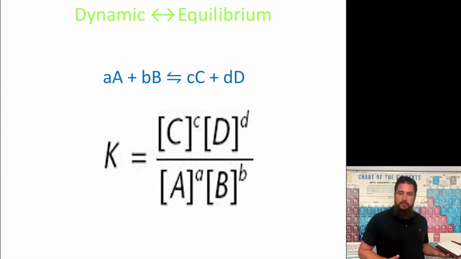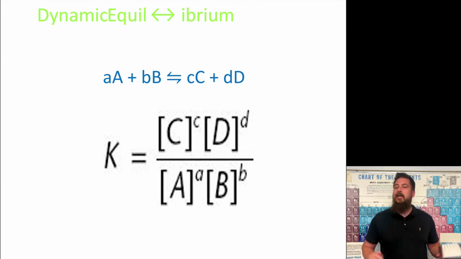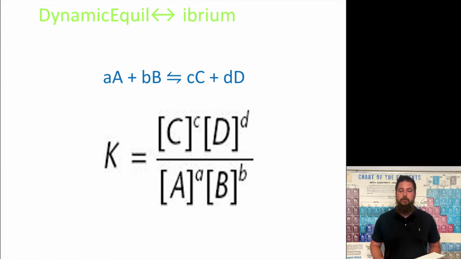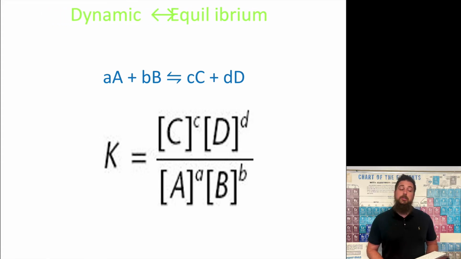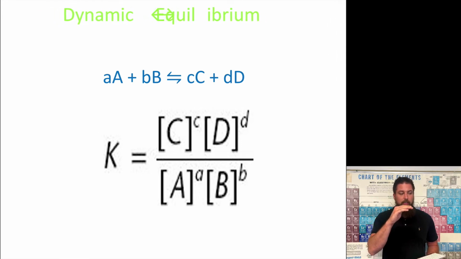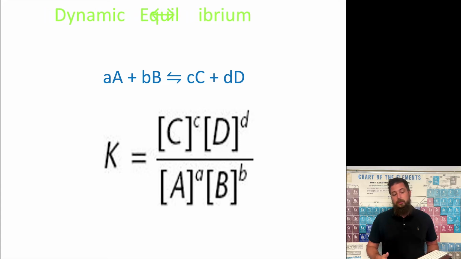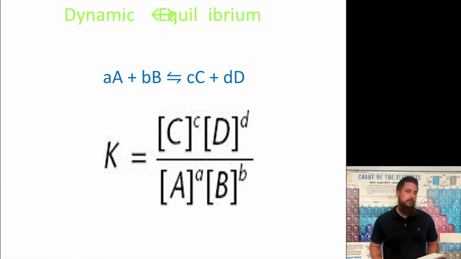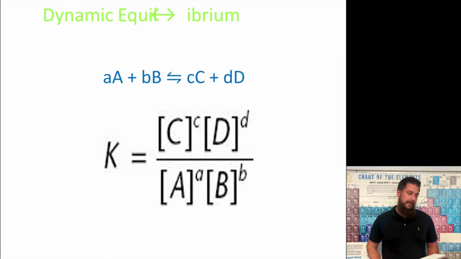Now, before this scares you, we will never have to calculate K. You will never have to sit here and plug in those variables and all that. You do need to understand this setup though. There are a couple of things I want to point out. First off, notice how it's products divided by reactants. It's the ratio of product to reactant.